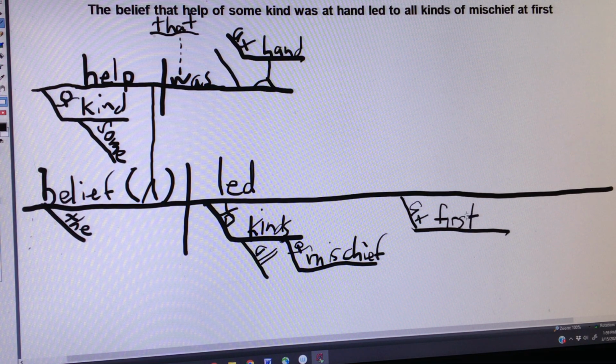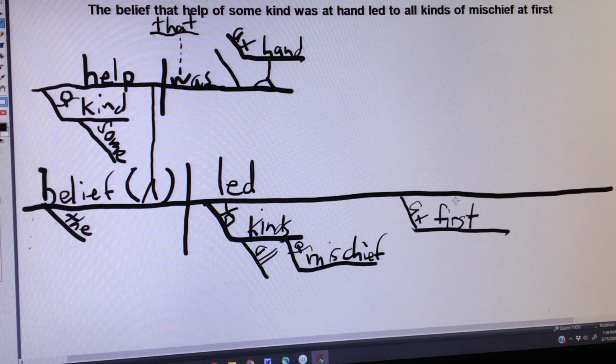And that would be what the diagram looks like. So I'm going to do another video to show what the answers would be on the quiz.